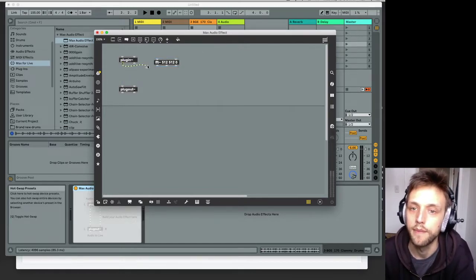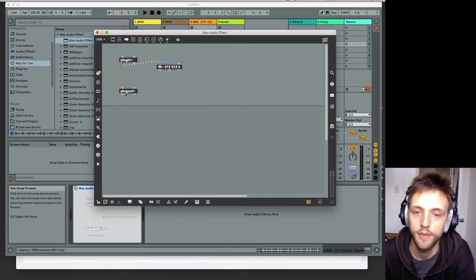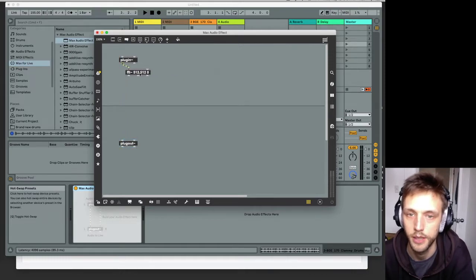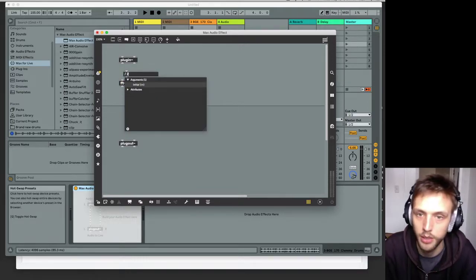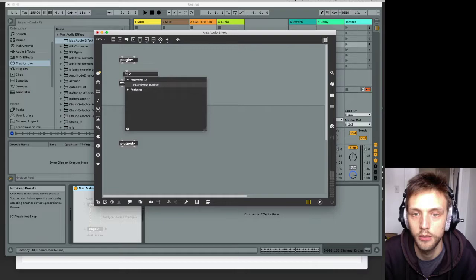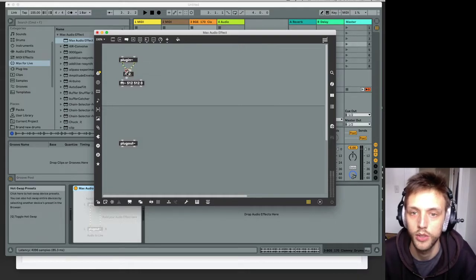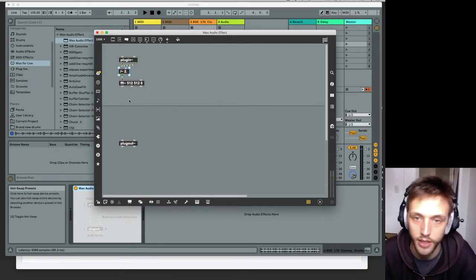So we take our signal going in, and maybe we'll even do divided by tilde 2. So we'll take a mono sum and then we'll divide it by 2. So we're doing a mono thing here.